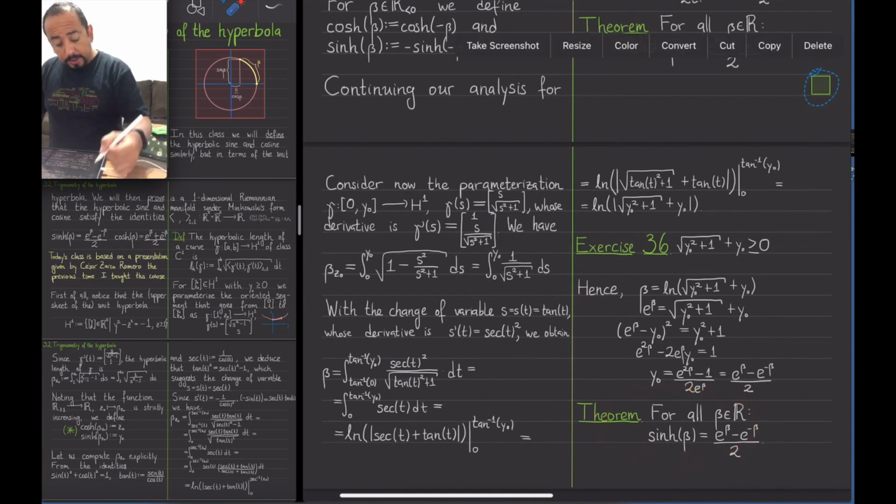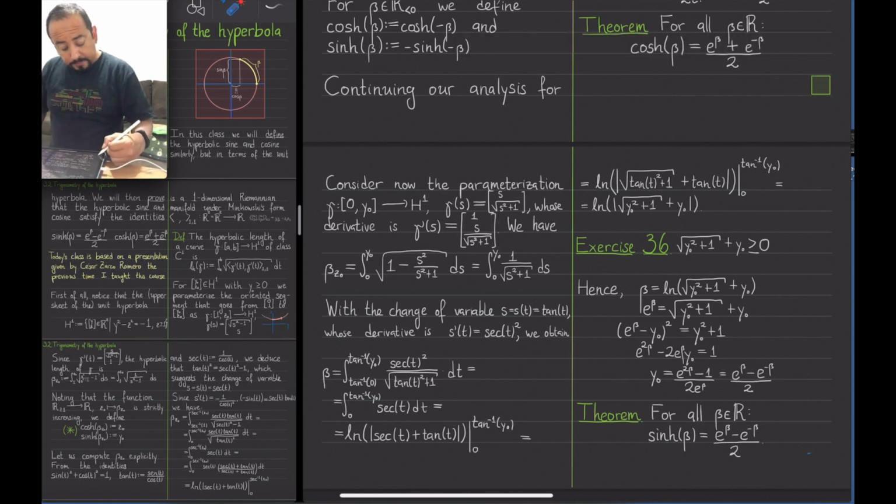So that's it for today. You see, the whole point was to present the hyperbolic sine and the hyperbolic cosine in terms of the hyperbola, and not defining them through these equalities.